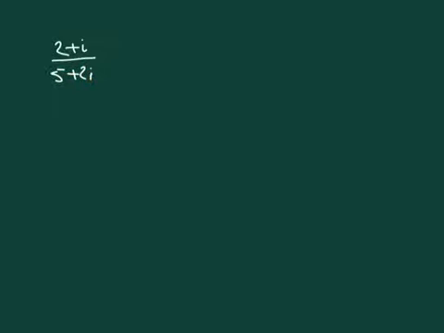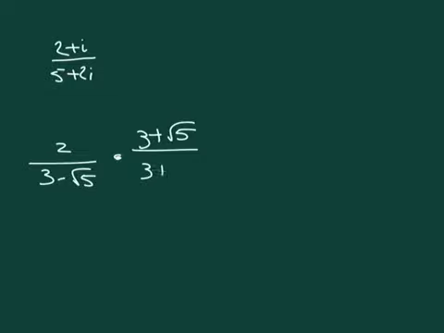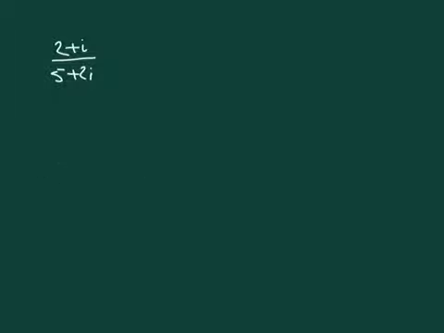And how do we do it? How did we do it when we had things like 2 over 3 minus the square root of 5? We would multiply top and bottom by the conjugate. Where the 3 and the square root of 5 stayed the same, we just changed the sign between them. It's the same thing with imaginary numbers. In fact, they call it a complex conjugate. So what we're going to do is multiply top and bottom.